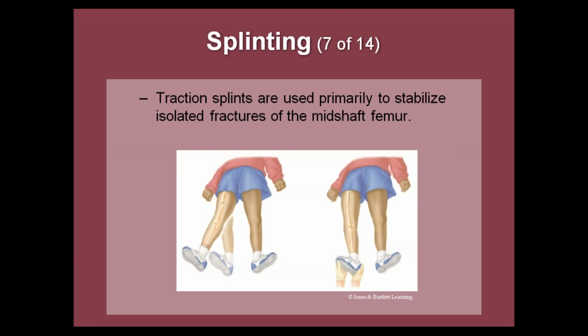Traction splints are used primarily to stabilize isolated fractures of the mid-shaft femur. So we have which device? What is the device we're using for mid-shaft femurs? Okay, there's Sager, and what else? What are the ambulances carrying? Online, what does the ambulance carry for mid-shaft femur?